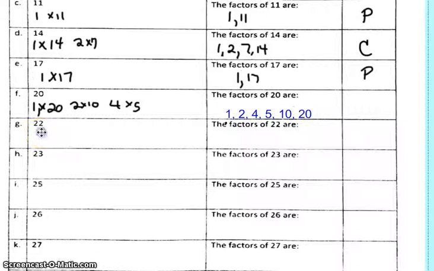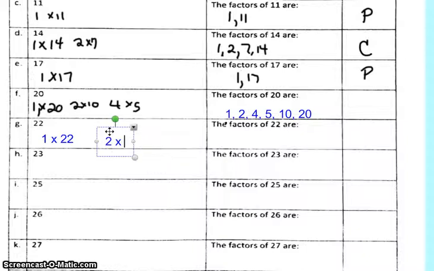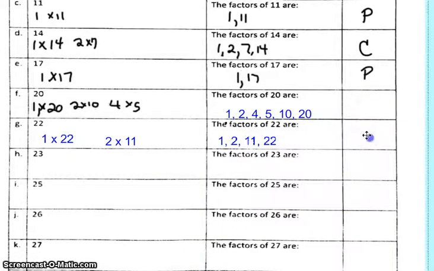The factors for 22, 1 times 22, of course, and 2 times 11. So my factors for 22 are 1, 2, 11, 22. And let me go back up here. We know that therefore this has more than 2 factors. So this would be a composite and 20 is a composite.